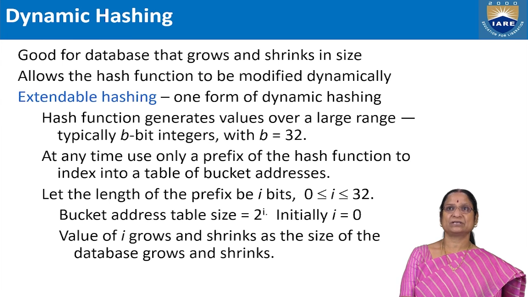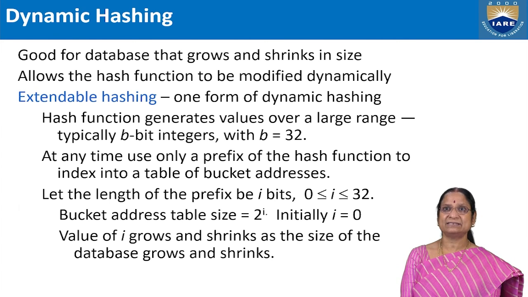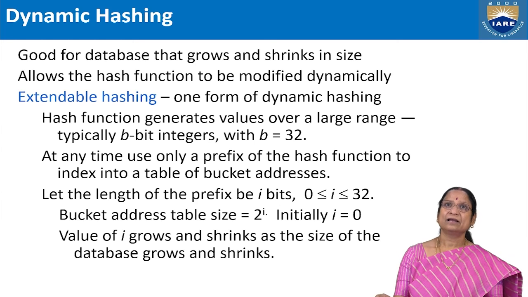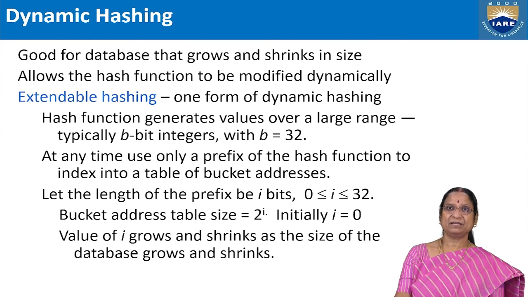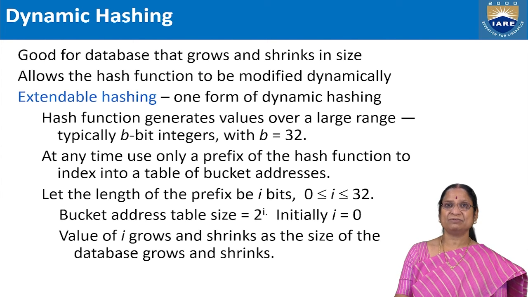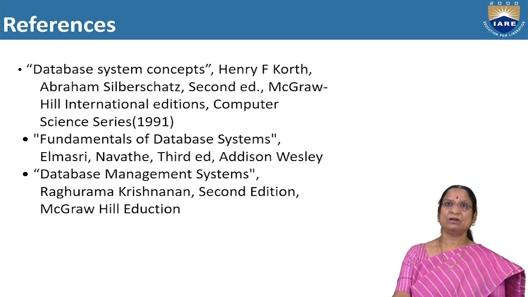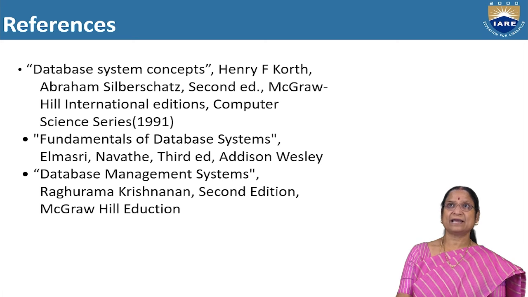What is dynamic hashing? Hashing is static if applying the hash function gives a fixed number of bucket numbers. Dynamic hashing means it keeps changing: depending upon the size of the database, the number of bucket addresses can vary, increasing or decreasing. One example is the extendable hashing function.